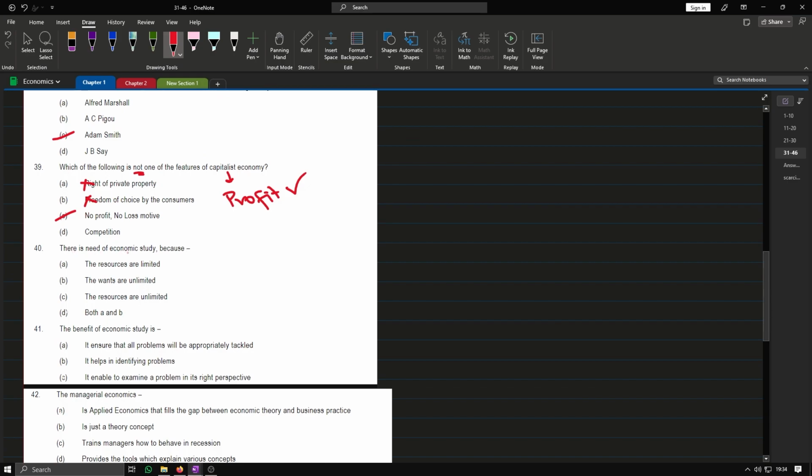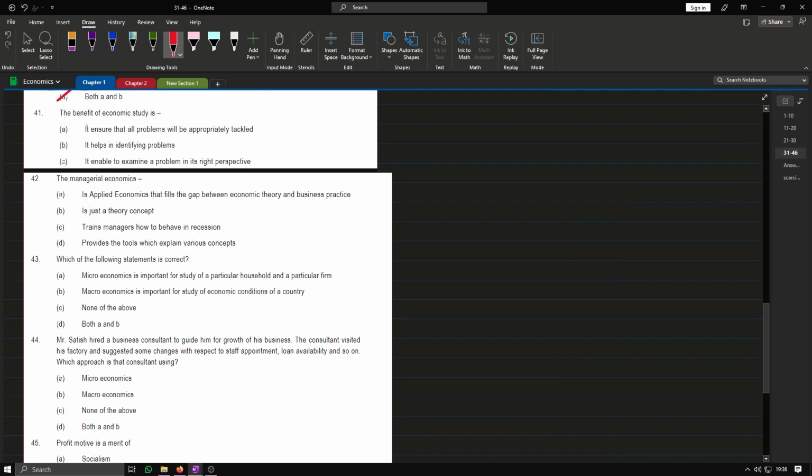There is a need of economic study because. So why do we study economics? The options are given. We have to choose the right one. The resources are limited. Yes, definitely. That's why we study economics. The wants are unlimited. Yes. So these two options are right. The resources are unlimited. No, the resources are scarce and limited. So it's option D. Both option A and B is the right answer.